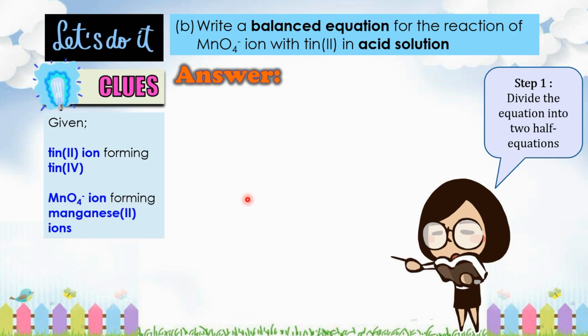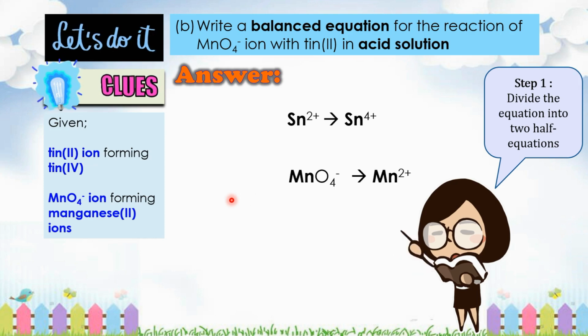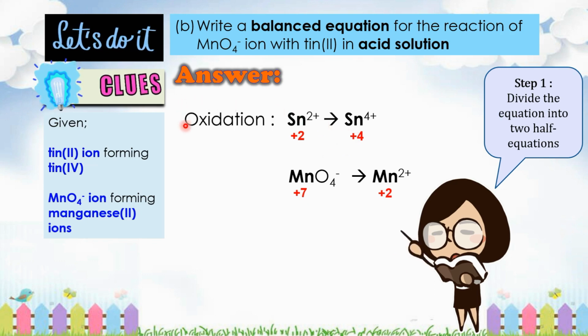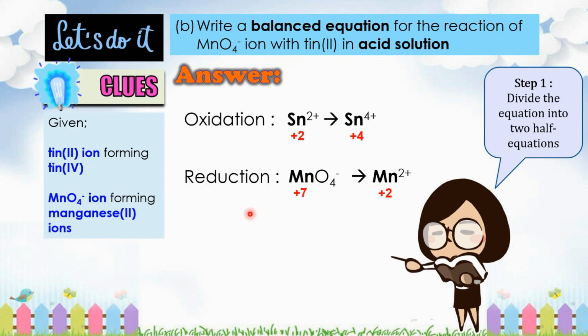So the first step, what should we do? You can divide the equation into two half equations. Okay, next, we calculate the oxidation number for each species. Right, as the oxidation number of Sn increases from positive 2 to positive 4, therefore Sn undergoes oxidation. Whereas for Mn, it reduces from positive 7 to positive 2. So therefore this is the reduction equation.